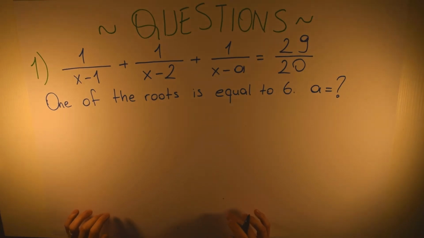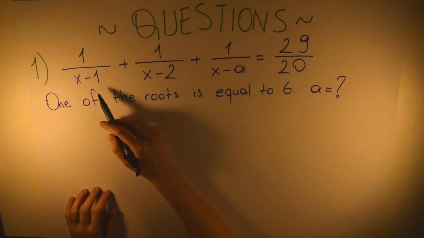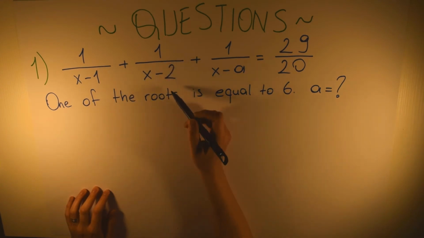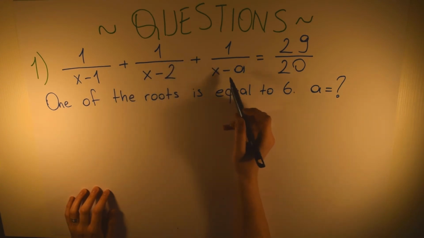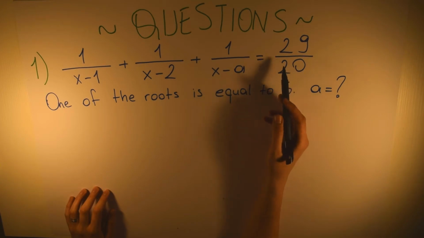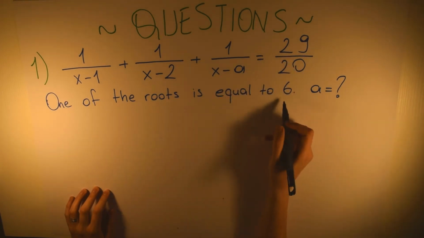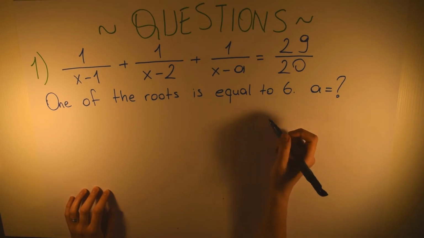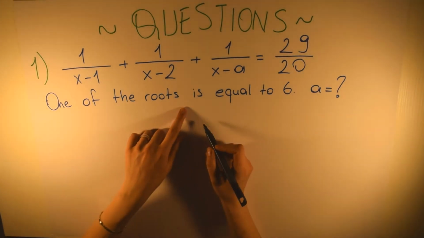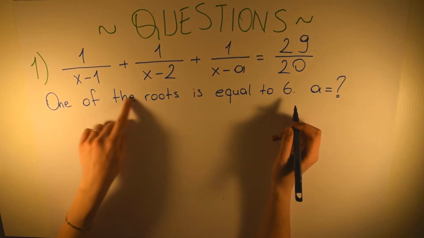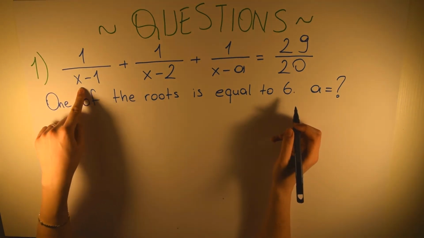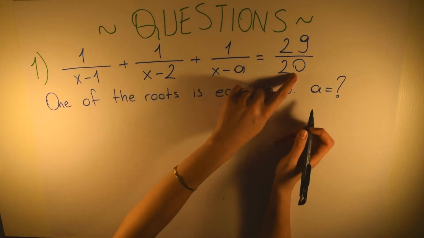Let's continue with our questions. Our first question is 1 over x minus 1 plus 1 over x minus 2 plus 1 over x minus a is equal to 29 over 20. One of the roots is equal to 6. So what is a? Which means if one of the roots is equal to 6, if I put 6 instead of x here, I will still get the same answer.